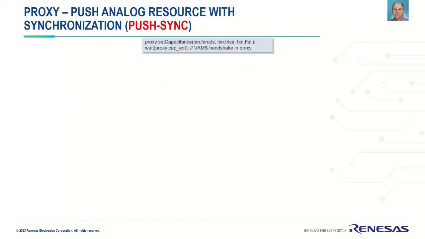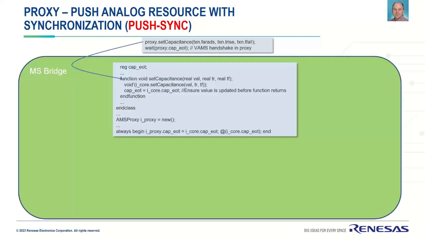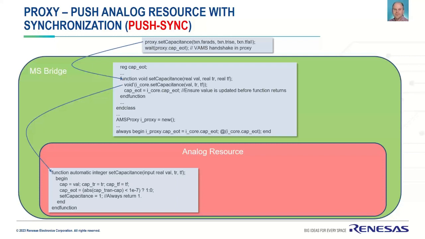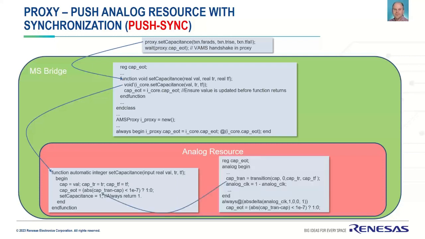So here we've got the proxy.set capacitance. I know it's a bad example, but it was just the one we used. I basically want to change the capacitance on the fly and wait for that capacitance to have changed. So that proxy command gets pulled into the function that's in the proxy within the bridge. That then calls the function in the analog resource. The analog resource sets the values, and then it updates a value of cap end of transition, which is a discrete variable.